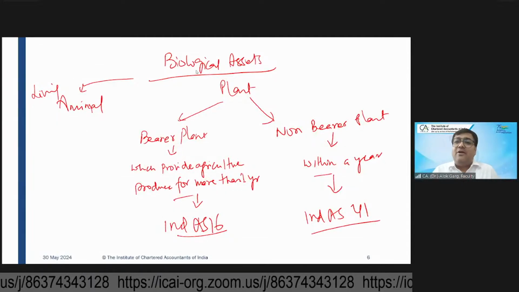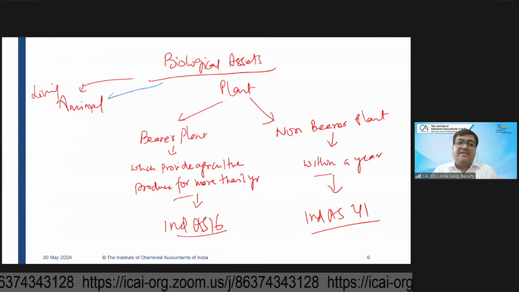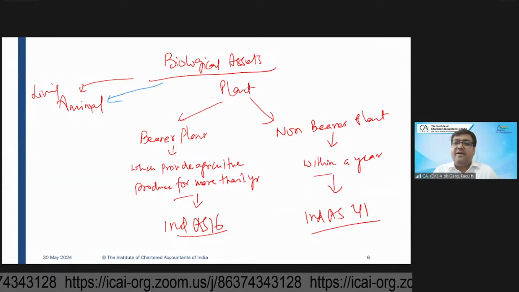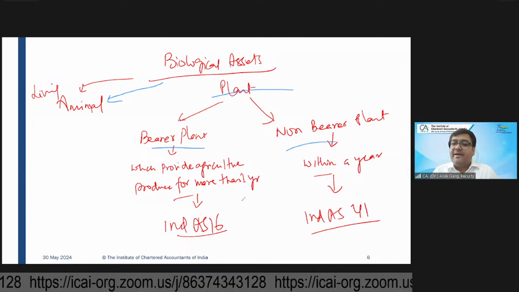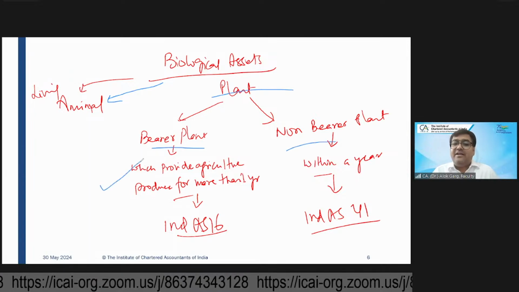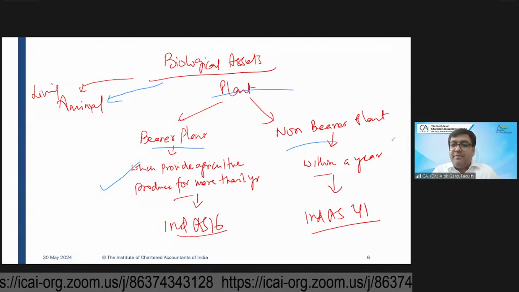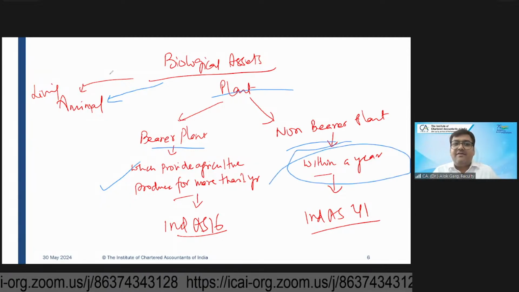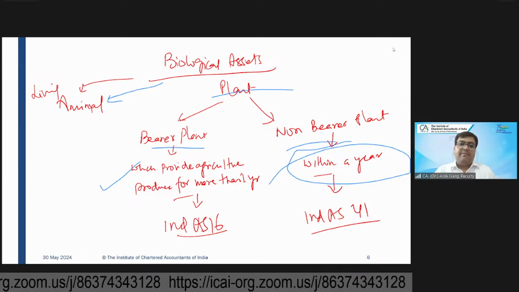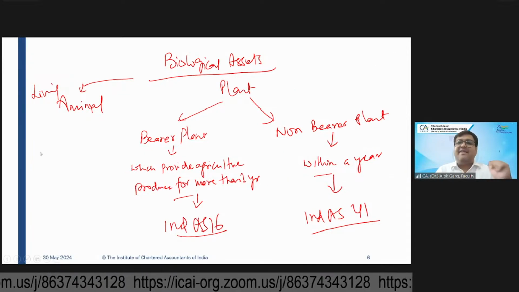So this standard covers biological assets. For biological assets, this standard covers living animals. For plants, it is bifurcated into bearer plants and non-bearer plants, right? Bearer plants, which provide agricultural produce for more than 1 year, are covered under Ind AS 16. Non-bearer plants only provide produce within a year, 1 or 2 seasons. They are covered under Ind AS 41. Okay, so this was the scope of this standard and the basic details of this standard.